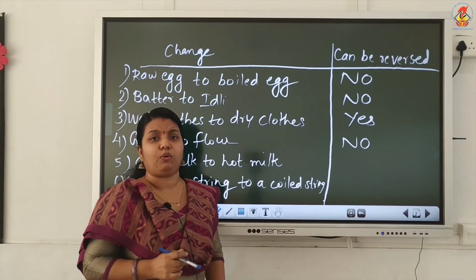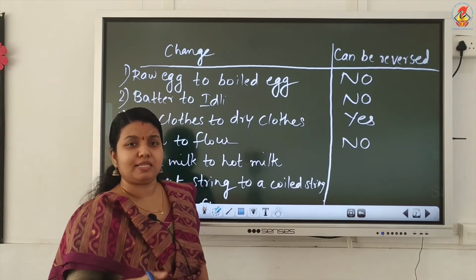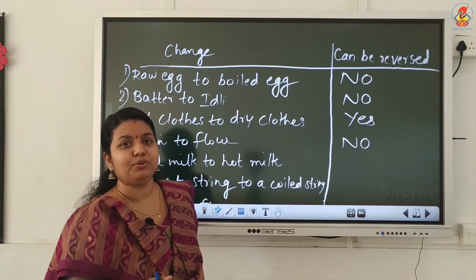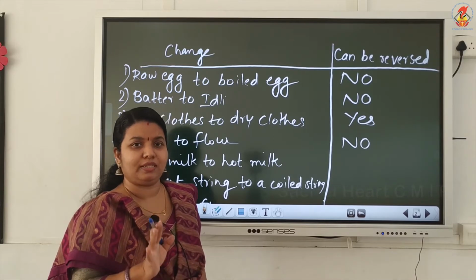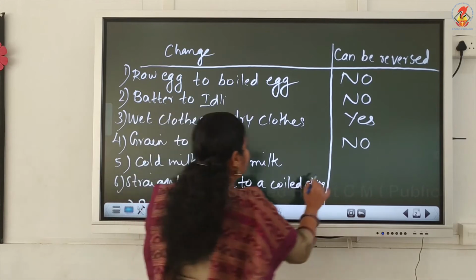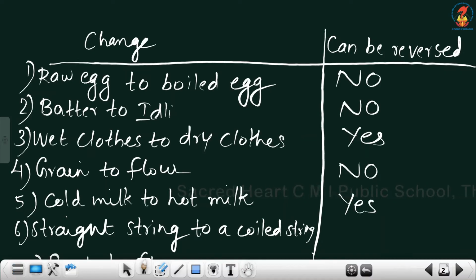Cold milk to hot milk. How do you convert cold milk to hot milk? Just heat it. Cold milk changes to hot milk. Can you make it cold again? Cool it, it changes to cold milk. So, this change can be reversed.